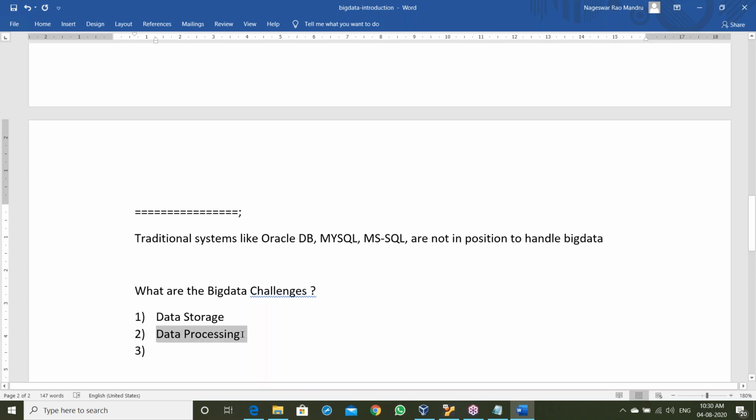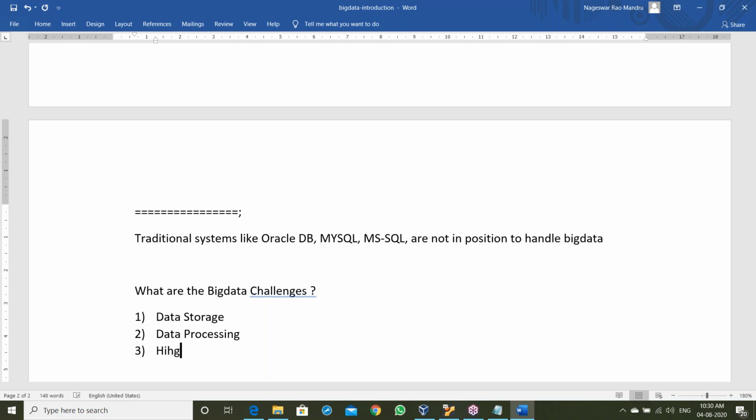When it comes to data processing, these traditional systems, Oracle database, MySQL, Microsoft SQL Server, are unable to process big data. They can process, but slowly. A lot of time is taken to process the data. So data storage and data processing are the main challenges.